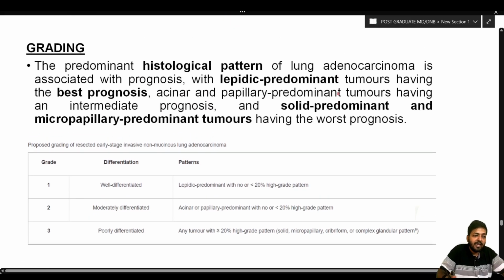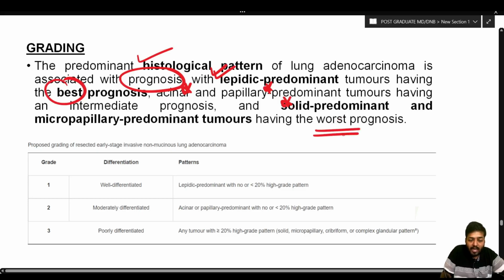Now, grading of these adenocarcinomas: the predominant histological pattern of lung adenocarcinoma is associated with prognosis, with lipidic predominant adenocarcinoma having the best prognosis, acinar and papillary predominant tumors having an intermediate prognosis, and the solid predominant and micropapillary predominant tumors having the worst prognosis.